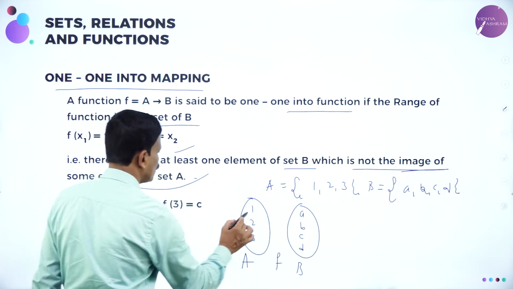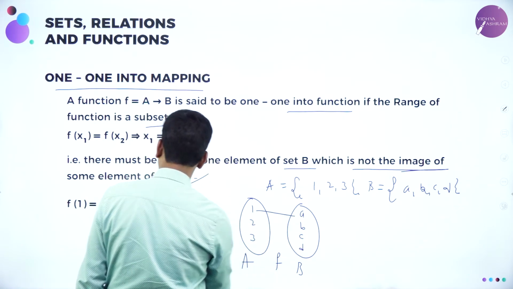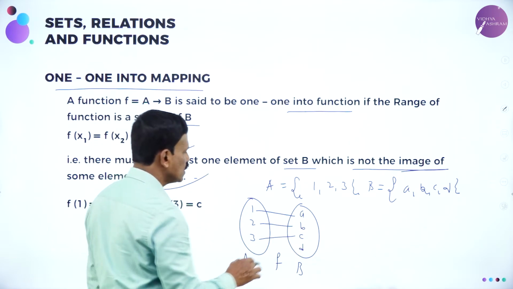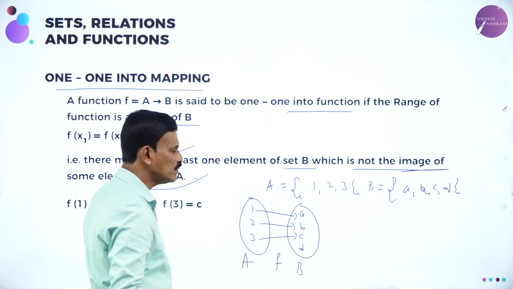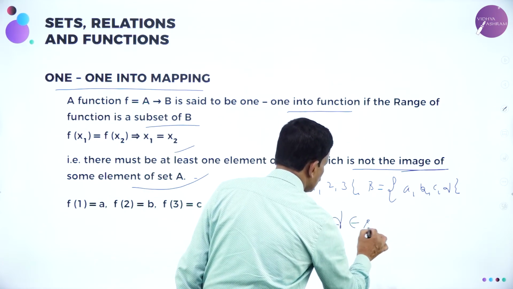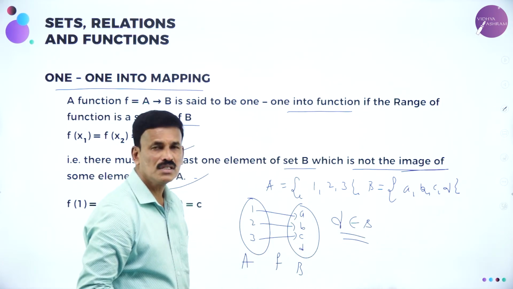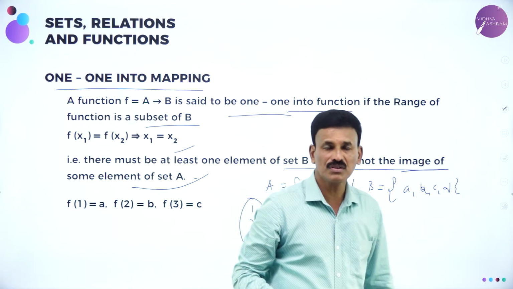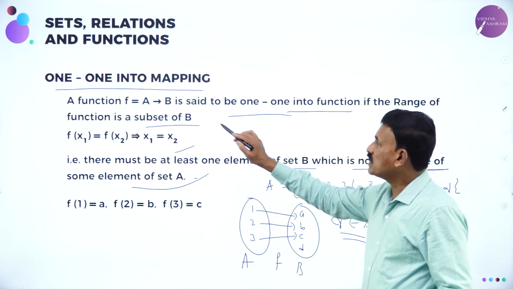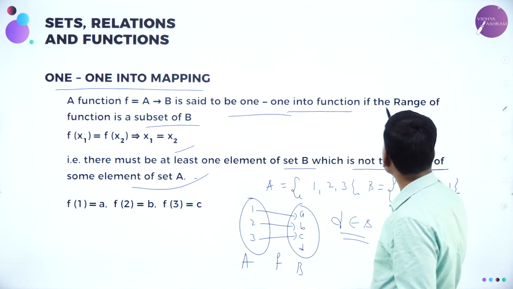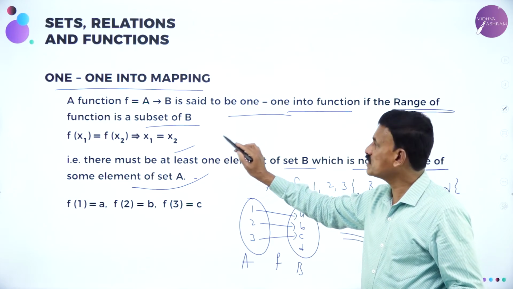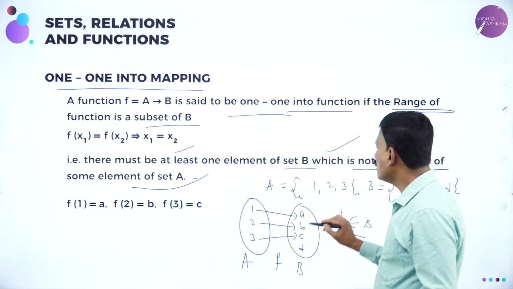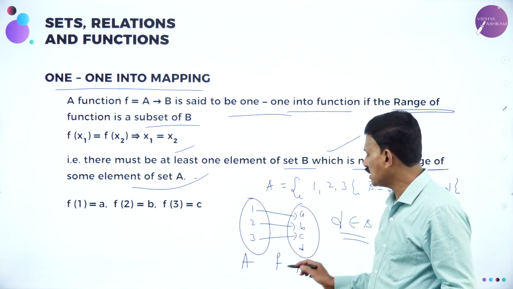What is the mapping given? f of 1 is equal to a, f of 2 is equal to b and f of 3 is equal to c. Yes, here the element d belongs to B, which is not the image of any element of A. So therefore this is an example for a one-one into function. That means a function f from A to B is said to be one-one into if the range of f is a proper subset of B. There must be at least one element of B which is not the image of some element of set A. That's it.